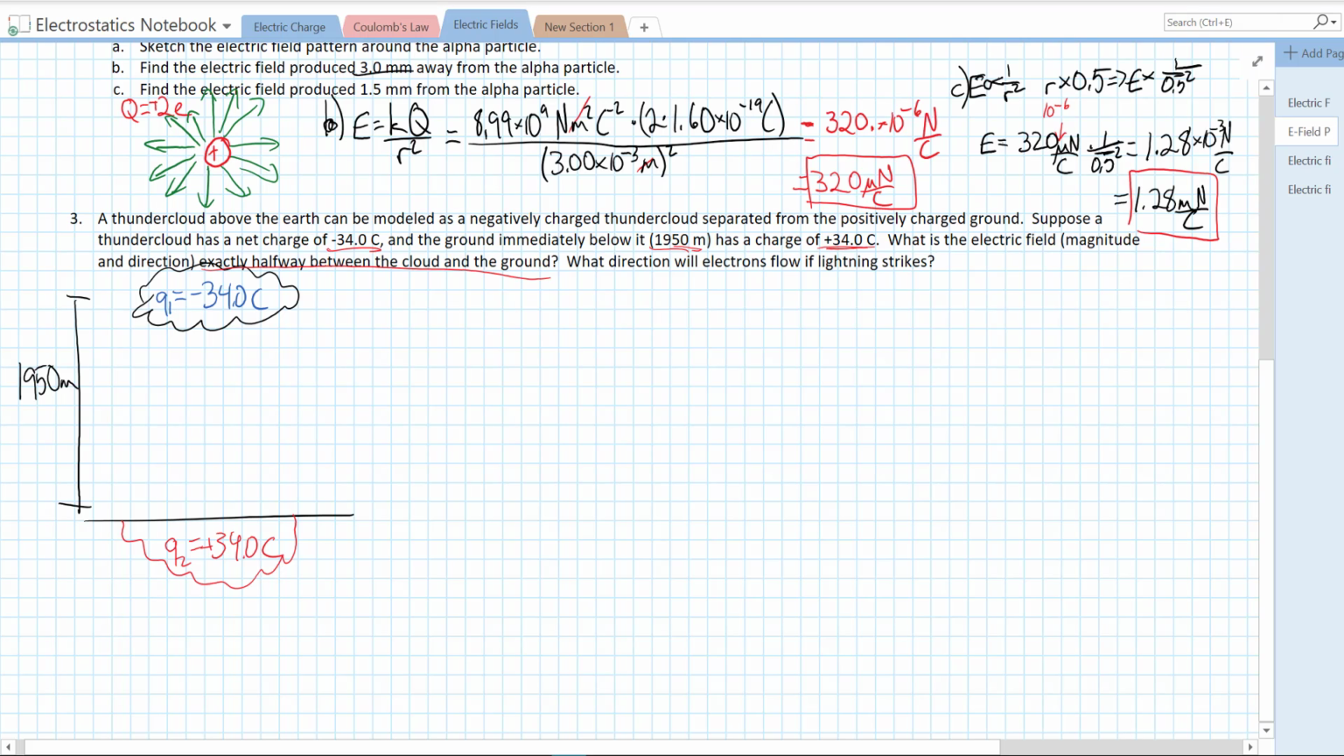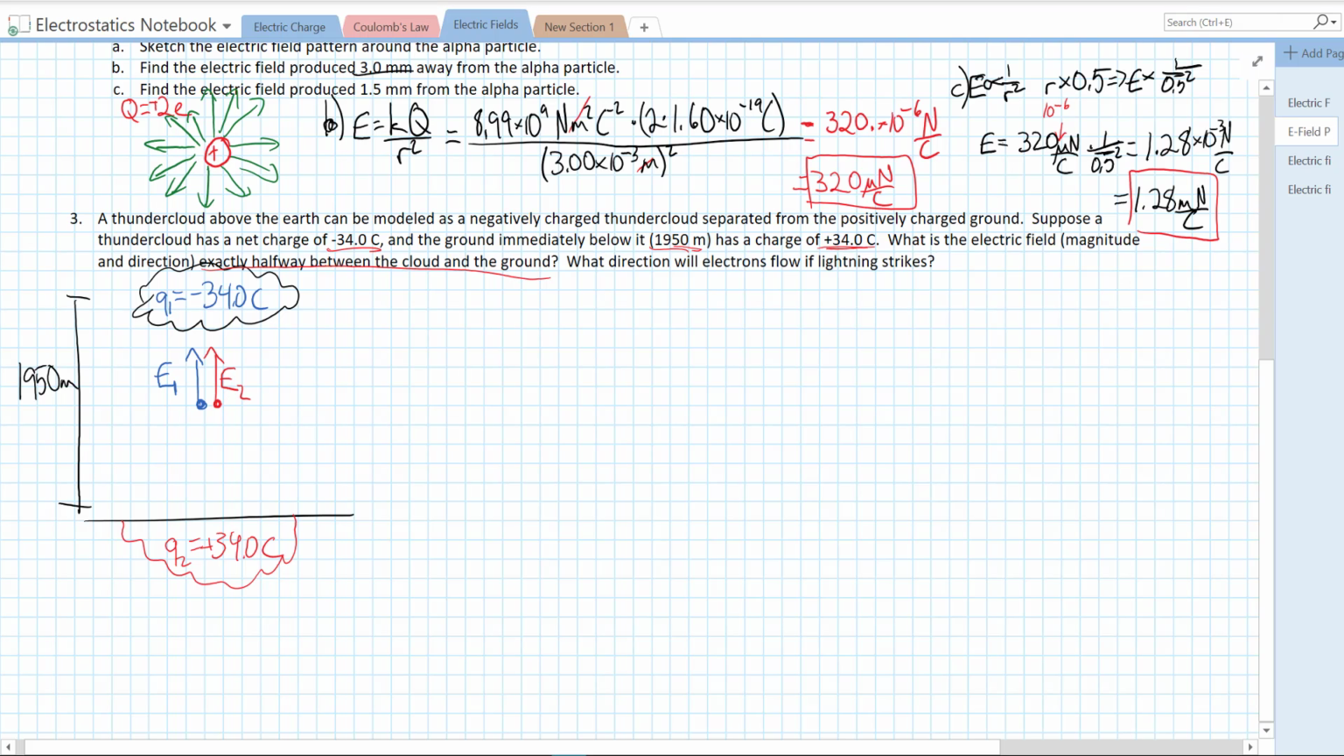So we're not actually looking at the force between these two opposite charges. We're looking at the electric field right here in the center. Let's think about how we're going to do this. Each of these charges produces an electric field independently of the other. Negative charges produce an electric field that goes towards the negative charge, so this vector represents the electric field from the thundercloud, E1. Positive charges produce electric fields that go away from the positive charge, so the ground is going to produce an upwards electric field, E2. Notice that both of these electric fields are in the same direction.